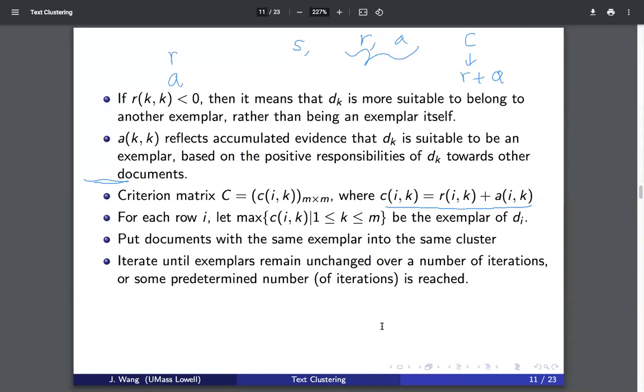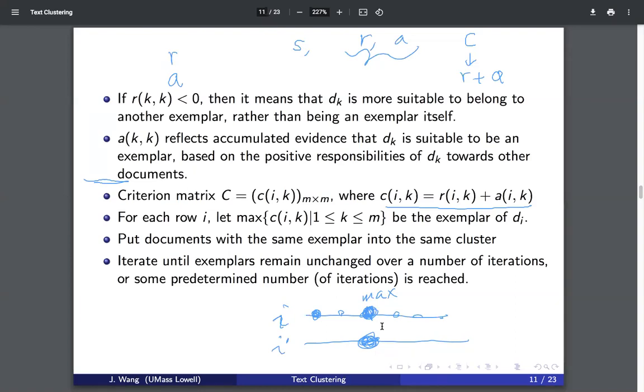We sum them up, and we take the maximum for each I, for each row. So you got all of these values, and we pick the maximum one. That maximum one now becomes the assembler of the I. So among these, whichever is the max becomes the assembler of this row, that column. Then we simply put documents with the same assembler into the same cluster. For instance, if I have another I prime whose assembler is the same as this, then DI and DI prime will be merged together into one cluster.